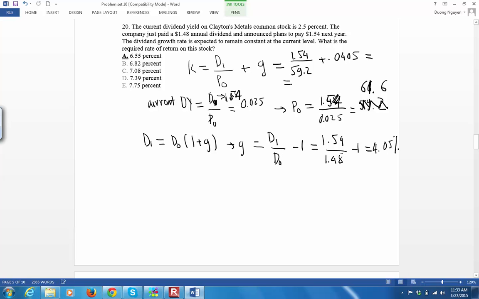So the current dividend yield is basically equal to 2.5% plus 4.05%, equal to 6.55%. So that is the required return.